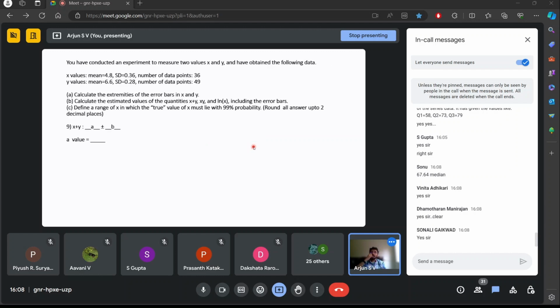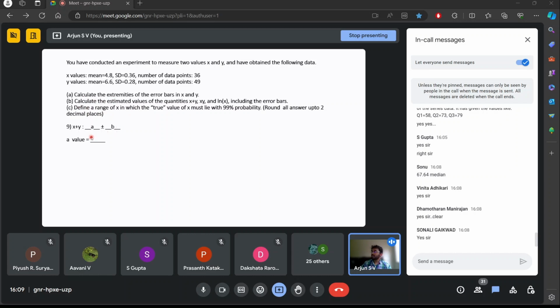The next set of questions will focus on the propagation of errors. We have conducted an experiment to measure two values, x and y. The x values and y values are given, and for each of them the mean, standard deviation, and number of data points, n, are given. If you get these, you can answer all the rest of the questions.